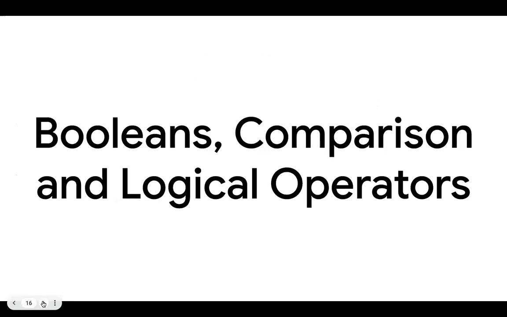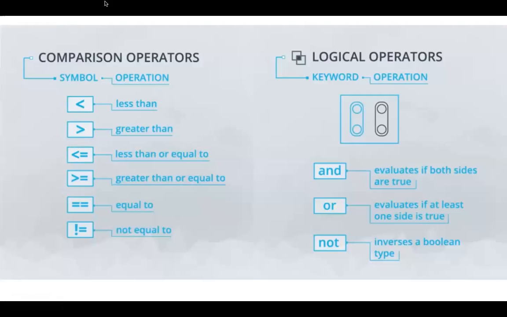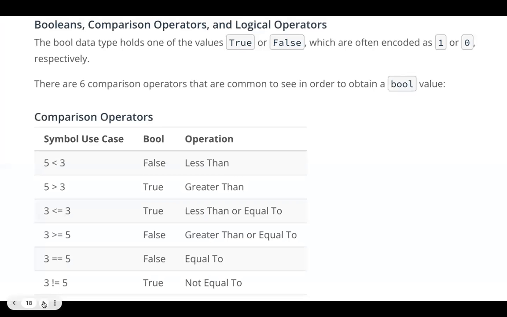Okay. Now let's go to the booleans, comparison and logical operators. So these are the comparison operators. I think you know these signs from math: less than and greater than. Then we have less than or equal to, greater than or equal to, and not equal to. And we have the logical operators. Let's go to the practice. You will understand better here.